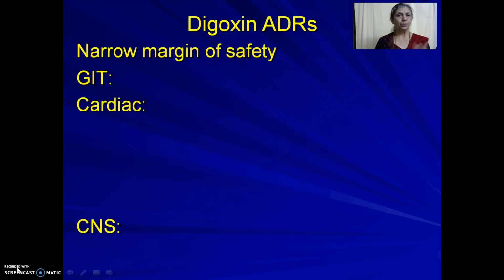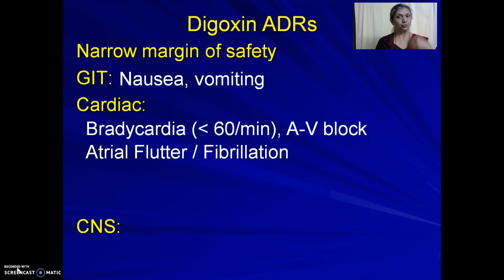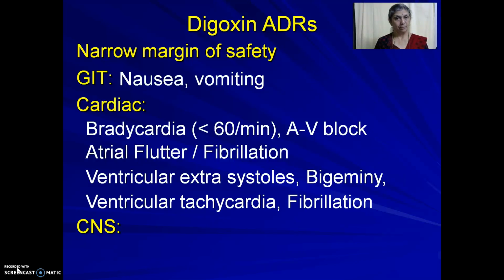So what are the GIT symptoms? Nausea, vomiting, and abdominal pain. And in 70% of individuals, these occur before the cardiac toxicity, before the patient starts manifesting different types of arrhythmias: bradycardia, AV blocks, or as we saw, supraventricular tachyarrhythmias or ventricular tachyarrhythmias. But we must remember that in 70% of the patients, GI adverse effects manifest before cardiac toxicity.